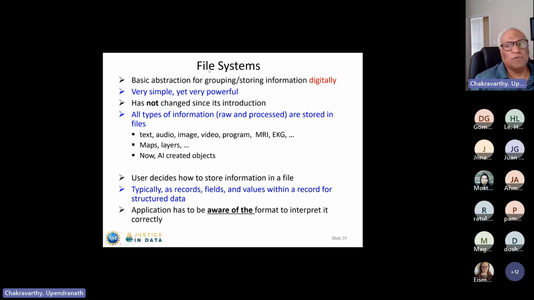So the basic abstraction for storing information digitally is a file. Very simple, yet very powerful. And believe it or not, this has not changed since its introduction. All types of information, doesn't matter what kind, has to be stored digitally as a file, whether it's text, audio, image, maps, layers, now AI created objects, whatever it is. The user decides how to store information in a file, typically as records, fields, and values within a record for structured data. The application has to understand that to interpret it correctly.